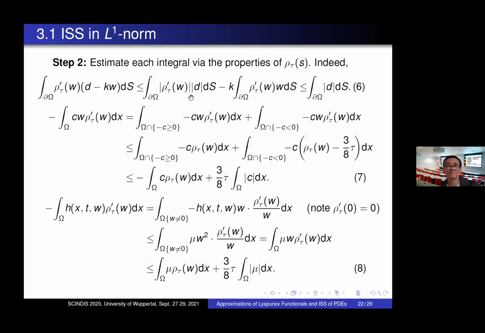Actually, for example, here we see that the amplitude of our rho prime is less than 1. Okay, this first one, and also we see that rho prime multiplied by W is positive. So we can get this estimate. Okay, similarly, we can estimate the other terms.